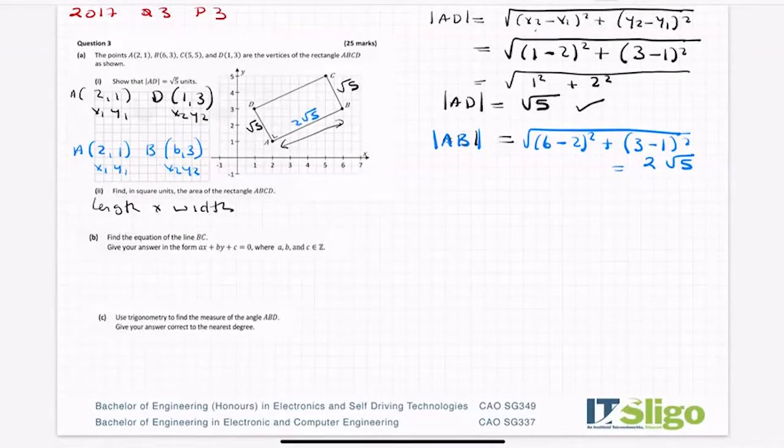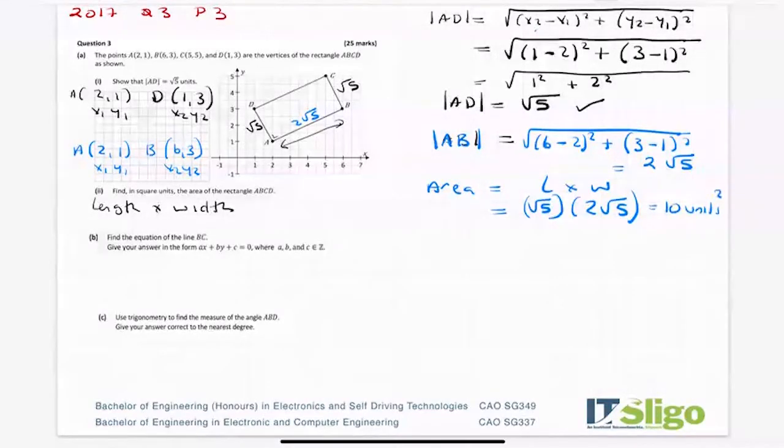Okay, so find in square units the area. The next bit I go is area is equal to length by width or length by breadth, whichever you call it. So it's root 5 multiplied by 2 root 5. Try not to let the surd bit bother you. And I am getting 10 units squared, or 10 square units.